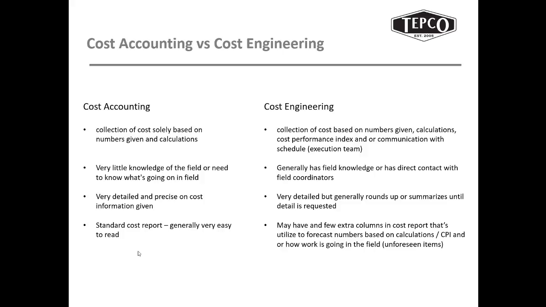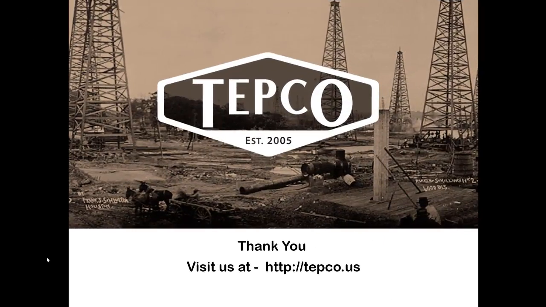An accountant is gathering numbers and reporting on numbers that they currently have, whereas from a cost engineering perspective, they're more in the field and working from knowledge given either by coordinators or from the performance of direct field labor. So that'll be it for the basic overview of cost control for turnarounds.